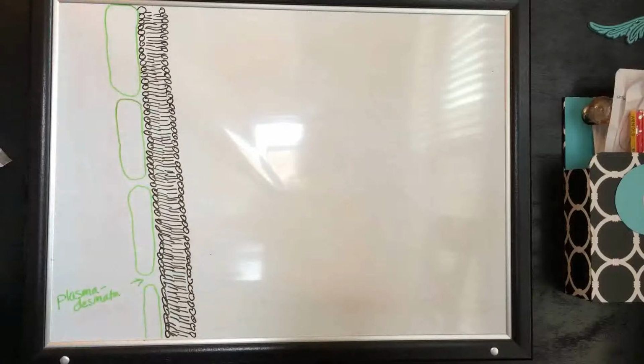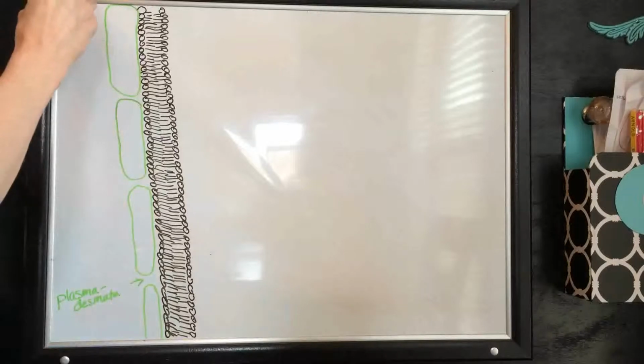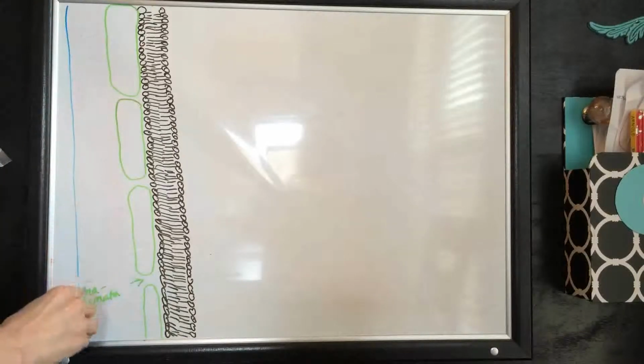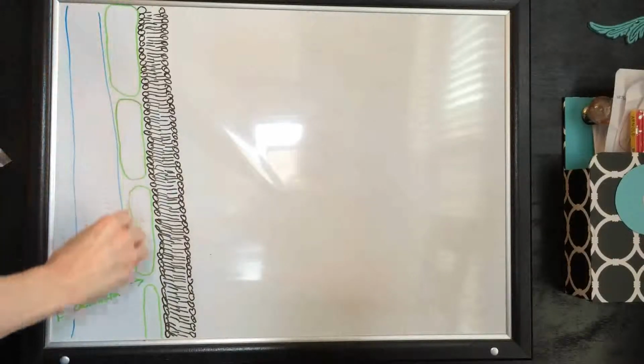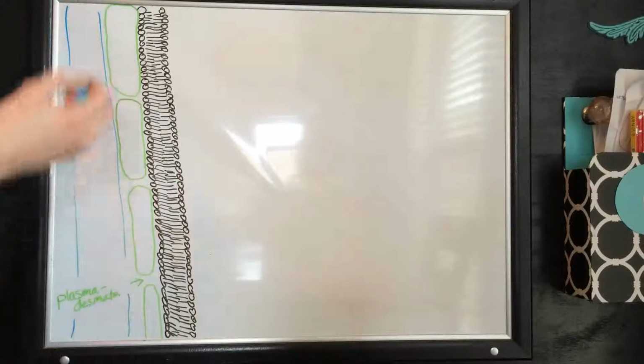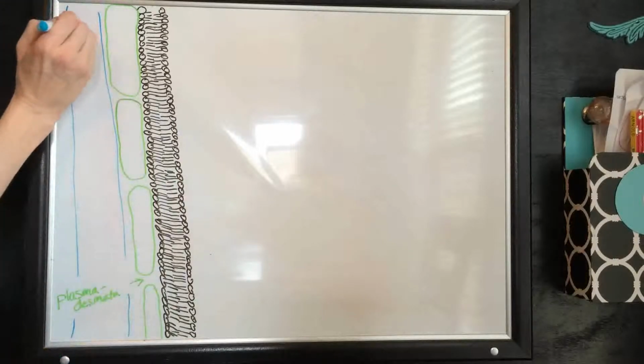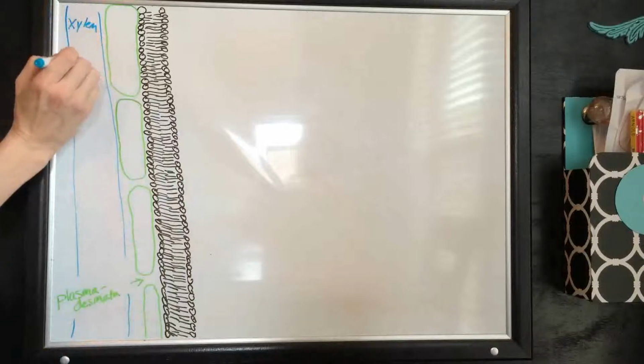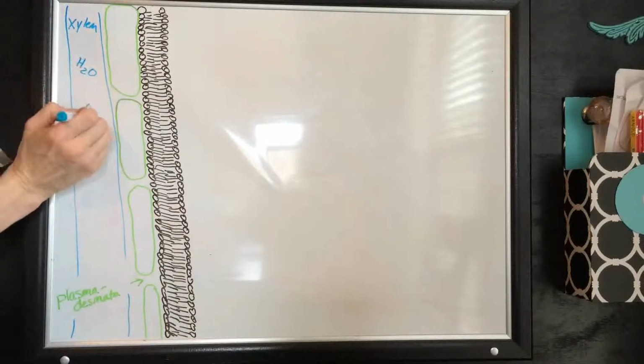Okay, and then external to that, all the cells need a source of water. And so remember those little tiny capillary looking tubes that we talked about in class? Each of these cells will be really in close proximity to a xylem. And the xylem will be carrying H2O.